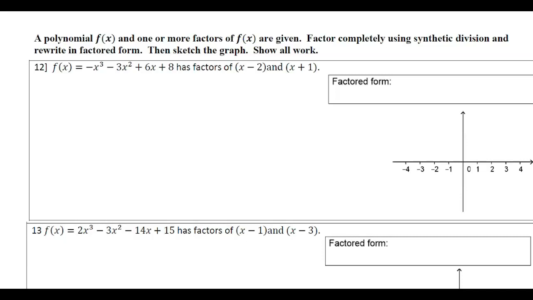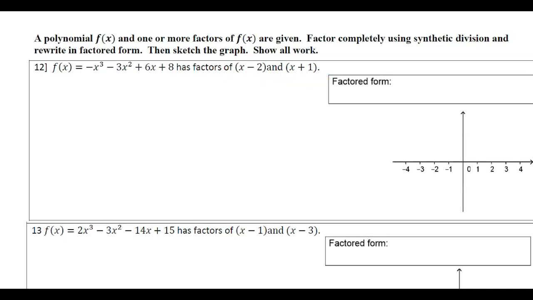Okay, for 12. This one says a polynomial f of x and one or more factors of f of x are given. Factor completely using synthetic division. Hopefully you like synthetic. You're going to write it in its factored form, and then you're going to sketch your graph. What they've already told you is that these two are going to be factors. That means that when I use synthetic division, my remainder should be 0.